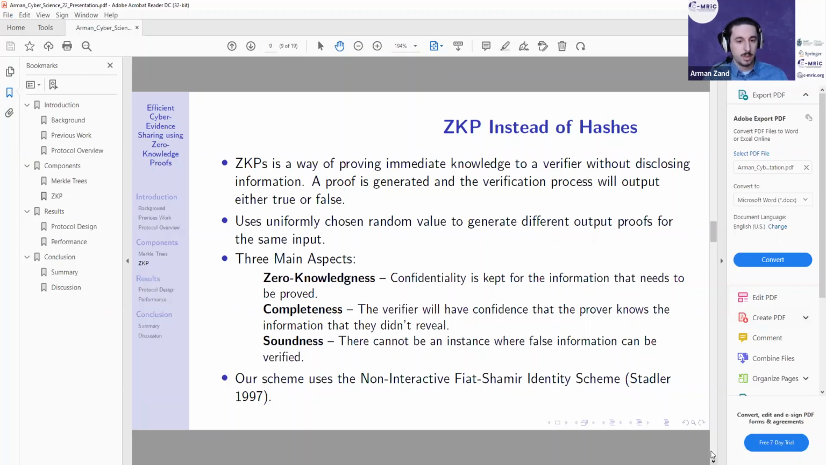And there's three main aspects to zero knowledge proofs. There's the zero knowledgeness: the confidentiality is kept for the information that needs to be proved. Completeness: the verifier will have confidence that the prover knows the information that they didn't reveal. And soundness: there cannot be an instance where false information can be verified.